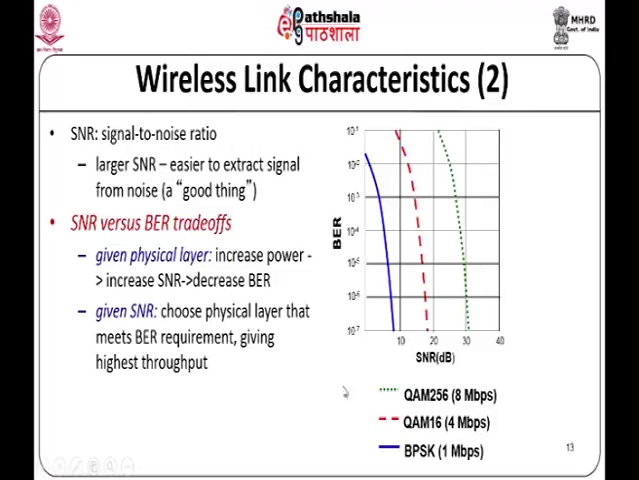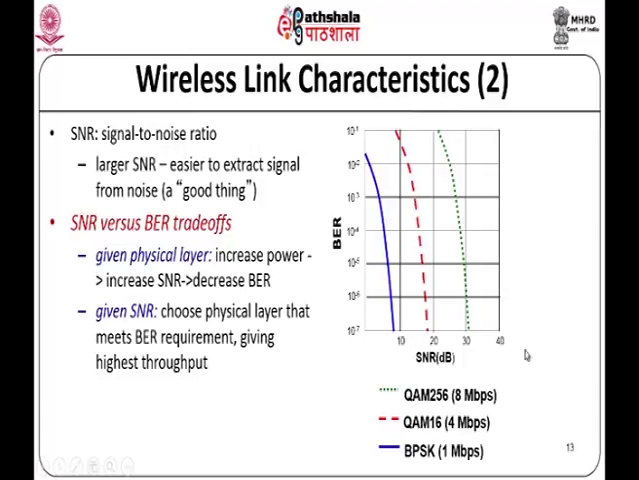Given a particular physical layer, if you increase the power, you would be able to increase the signal to noise ratio, because when you increase the power of the signal, obviously the SNR will increase. And when you increase the SNR, you would be able to decrease the bit error rate, which is also a good thing. But we need to increase power, so that becomes one of the issues that we need to consider. Given a particular SNR, another option is that you can choose a physical layer that meets that particular bit error requirement and gives the highest throughput.